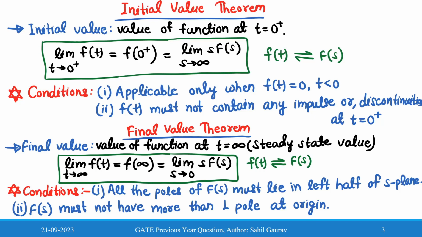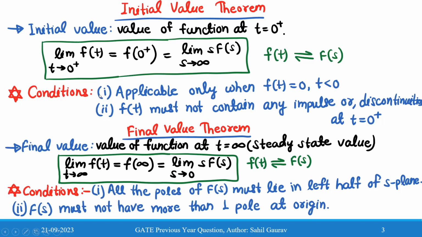But if we want to find the initial value in the S domain, then we have to use the initial value theorem. This is the expression: to find the initial value from the S domain, we put s tends to infinity in s times F(s). We then get the initial value of the function at t equal to 0 plus. So time domain and frequency domain are reciprocal to each other: putting t equal to 0 plus, and putting s equal to infinity in sF(s), give the same value.